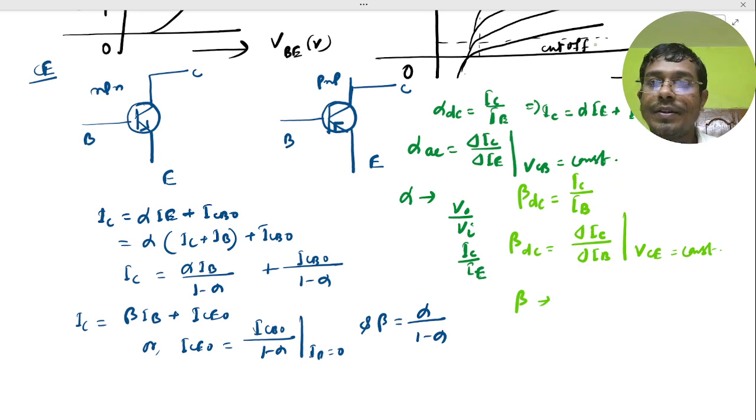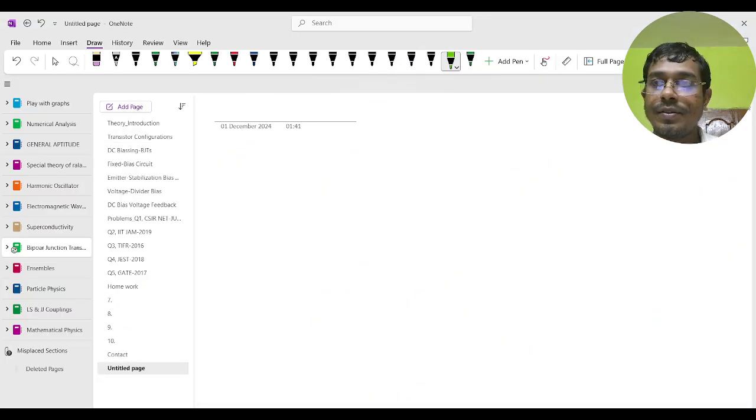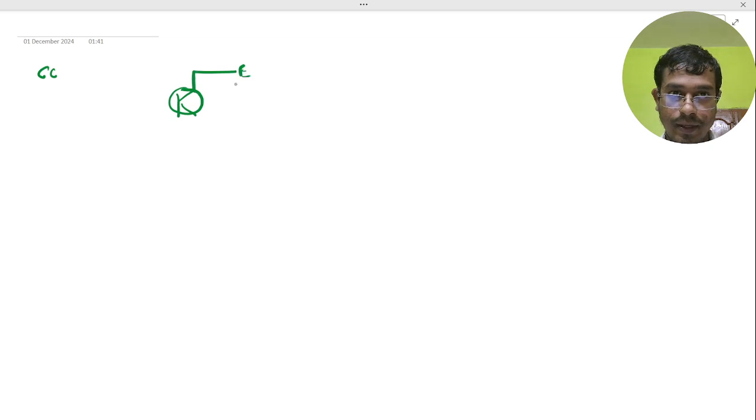And the other one is the CC mode. Here it would become the emitter, and the emitter to base current flows here, and it is for the PNP.